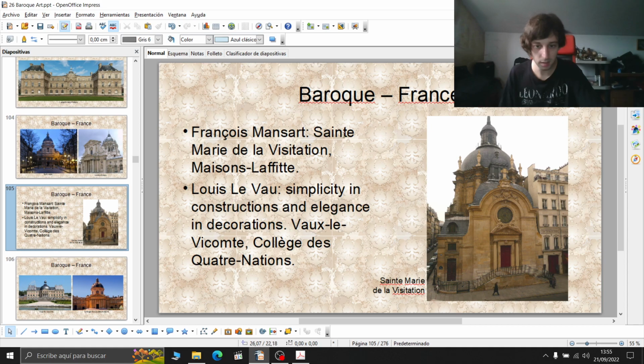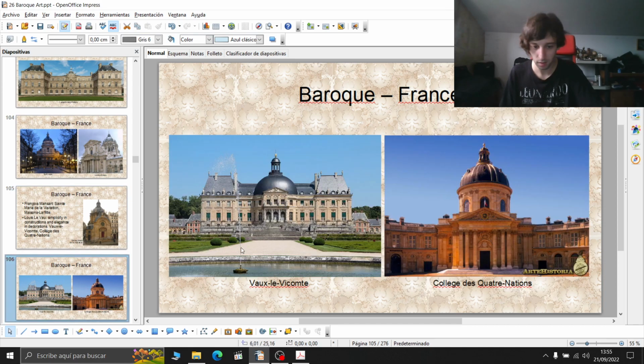François Mansart, Sainte-Marie de la Visitation, this one. Maisons-Laffitte. Louis Le Vau, simplicity in construction and elegance in decoration, Vaux-le-Vicomte, Collège des Quatre-Nations.